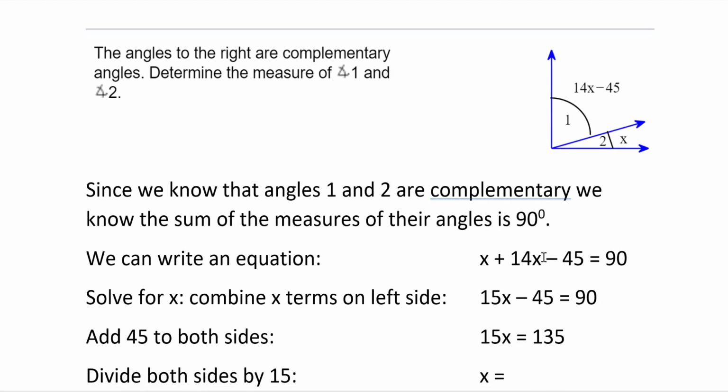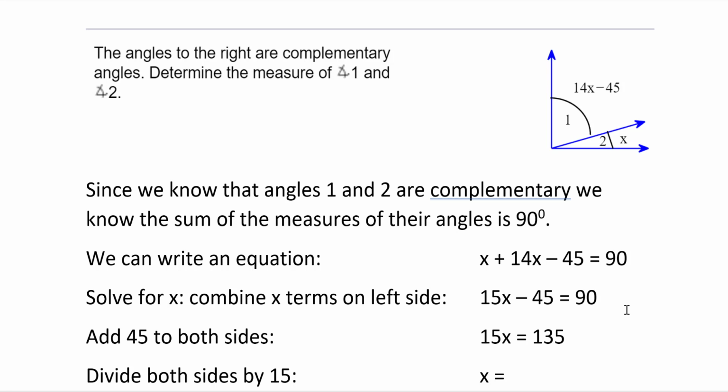The angles to the right are complementary angles. Determine the measure of angle 1 and the measure of angle 2. Since we know angles 1 and 2 are complementary, we know the sum of their measures is 90 degrees. We can write an equation adding the measures of the angles together equal to 90 degrees. So x plus 14x minus 45 equals 90 degrees. We want to solve for x.